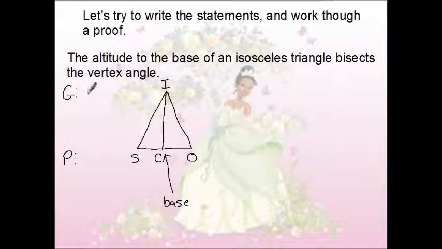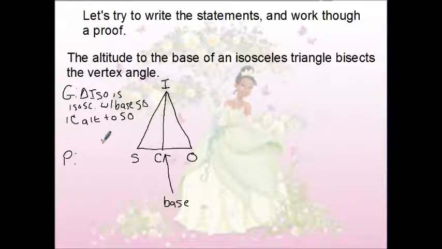Now, stuff that's given. Starts off, I know triangle ISO is isosceles with base SO. I also know that I have an altitude. I know that IC is an altitude to SO. Now, what I'm trying to prove is that the altitude bisects the vertex angle. So here's what I'm trying to prove: that IC bisects angle SIO.